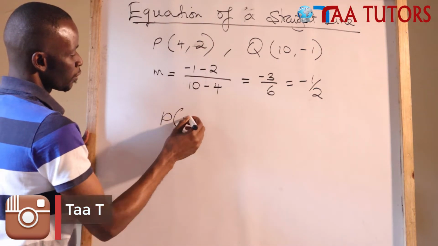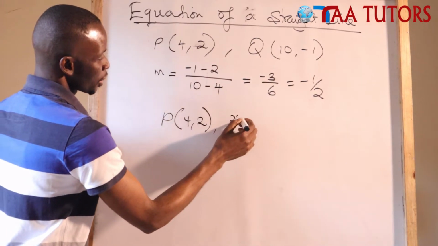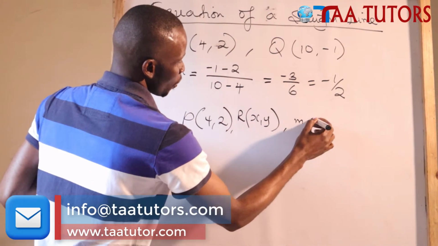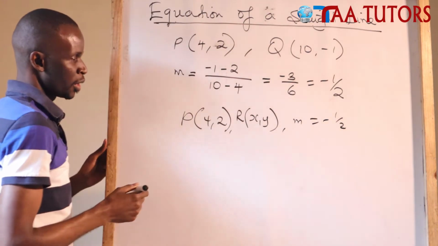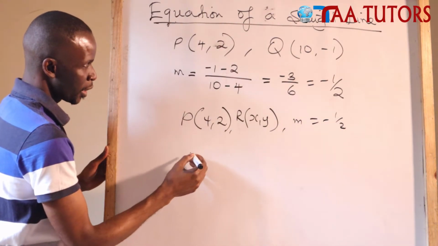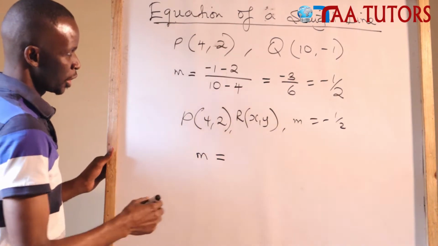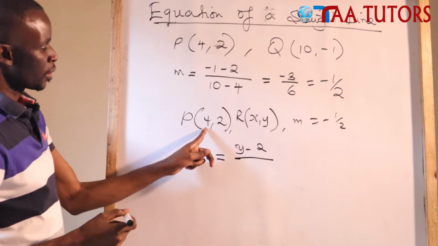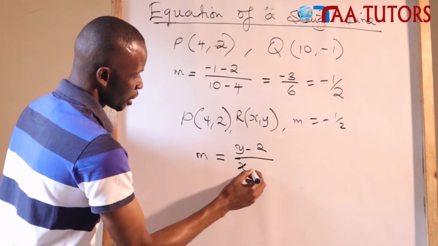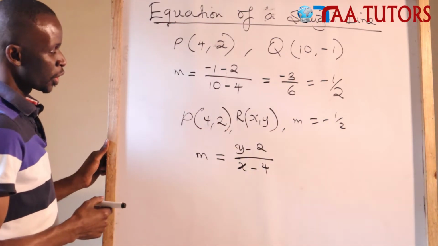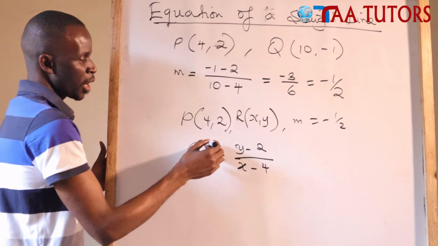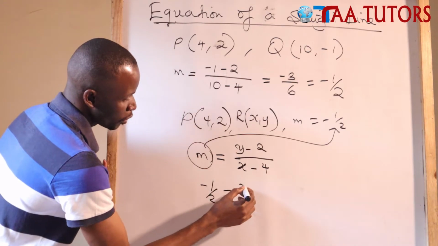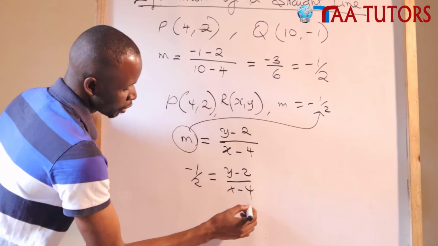After getting that gradient, we go for a coordinate. I'll take coordinate P, which is 4, 2, and an arbitrary coordinate x, y. Let me call this coordinate R. And we have known m is negative a half. So I'll quickly give the formula: gradient is change in y, which is y minus 2, over change in x, which is x minus 4. The value of m here is negative a half, so negative a half equals y minus 2 over x minus 4.